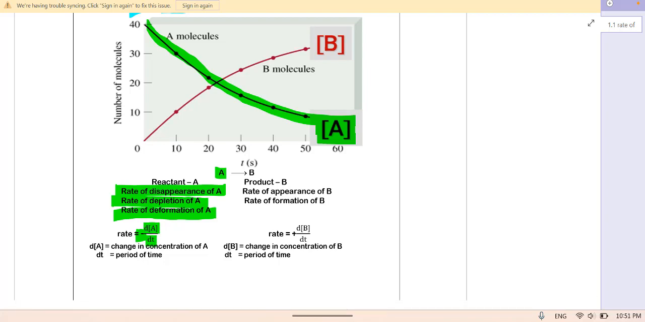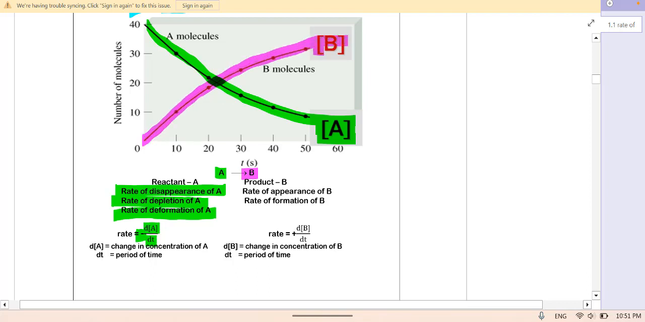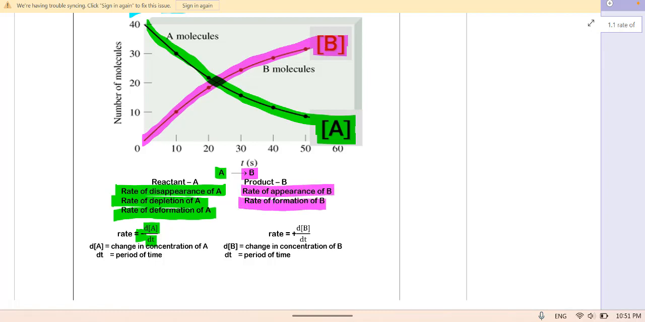While for a product, it is forming, so the concentration of product is increasing. In terms of rate of reaction, we say rate of appearance of B, rate of formation of B. So the change in concentration of B over time is positive because B is forming.